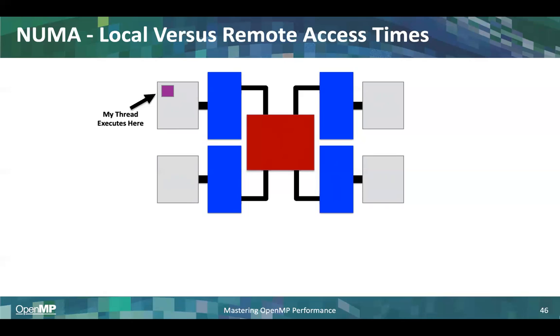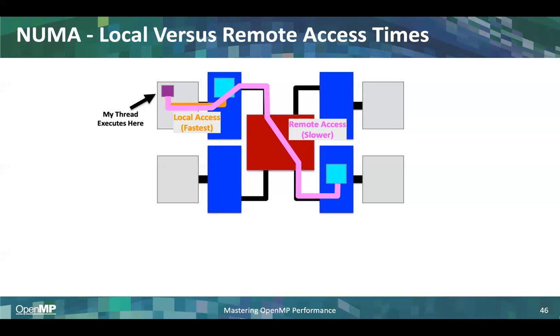Let's say my thread is executing somewhere in that system, and that's the purple box, executing on a core somewhere in that system. Well, where could the data be that it needs? If the data is all in the memory directly connected to those cores, I get the fastest memory access. That's what we call local access, and that's the best you can do. You can't do any better, that's the goal. That's what you want. But how do I know?